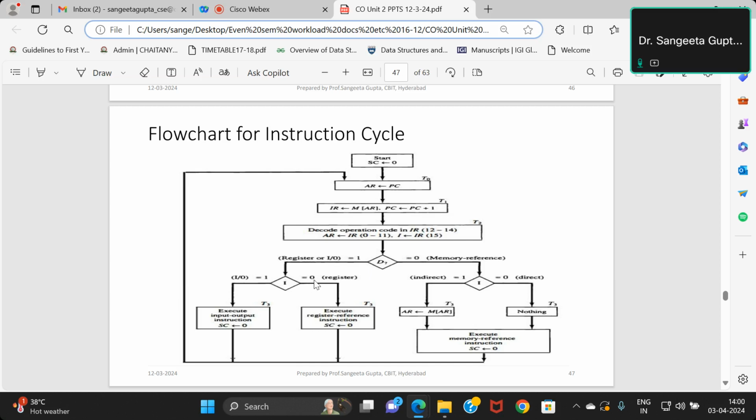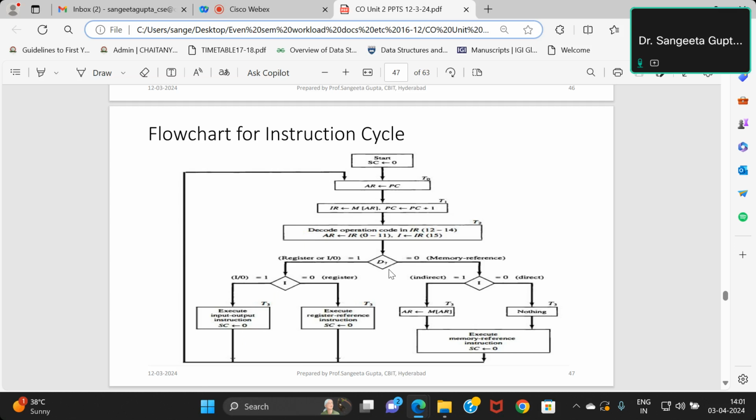If I is equal to 0, then we decode the instruction to be a register reference instruction and we execute that instruction, setting the sequence counter to 0 so that we can go ahead with fetching the next instruction in the sequence. If D7 is 1 and the I value is 1, then we categorize the instruction to be an input output instruction. So we execute that input output instruction, check for setting up the required flags, and then reset the sequence counter to 0. We repeat this procedure for another instruction which is to be executed.